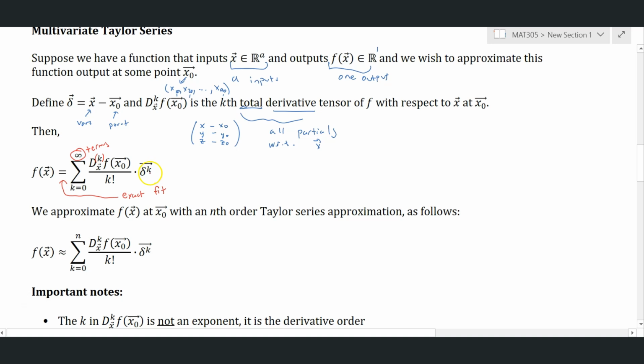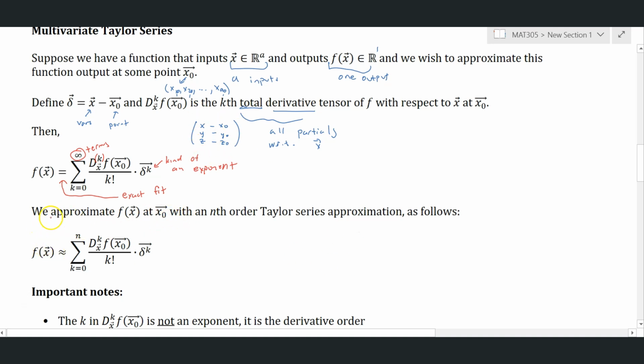Delta to the k power, well, if delta is a vector, how do you take a vector to the kth power? We're kind of lying with this notation just a little bit. It's kind of an exponent, not in the strict sense though. We're not just exponentiating each of the values inside of this vector. We'll show that in a minute.